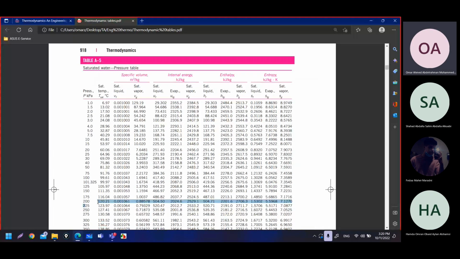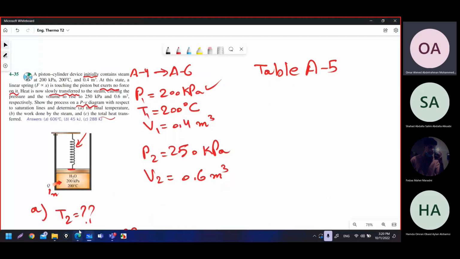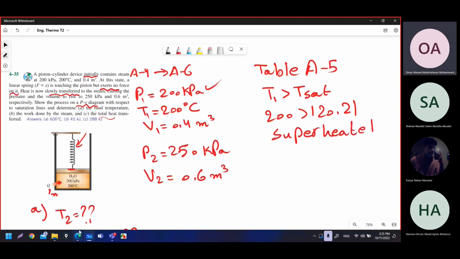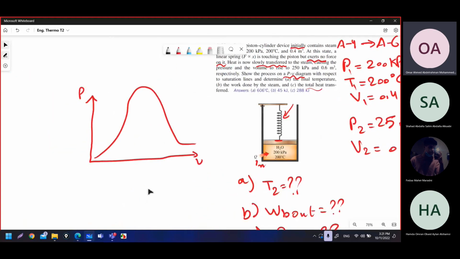My temperature is 200, so it is higher than the saturation temperature. So T1 is higher than Tsat: 200 is higher than 120.21. So state 1 is a superheated state.